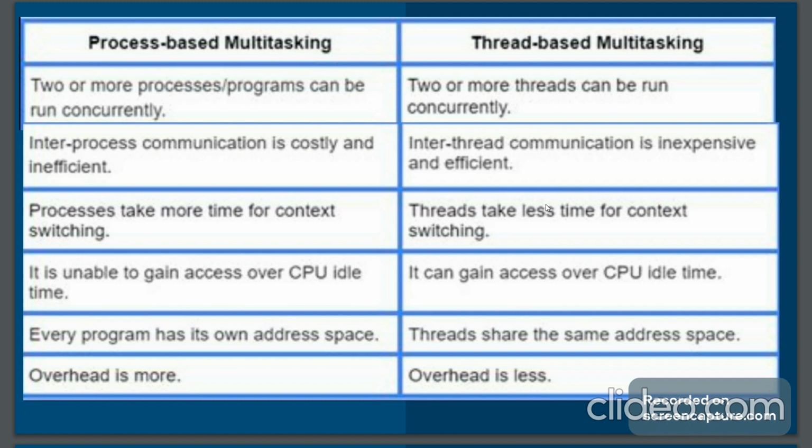Let me give you one example for process-based multitasking: we want to go from one apartment to another apartment. So we have to go from one address space to another address space. The complete address space of both apartments is different. But in thread-based multitasking, consider the example of the same apartment, where you have to go from one floor to another floor. So the address space is the same. You have to just switch to the next floor. That's why the overhead is less in multi-threading and more in multiprocessing or programming.